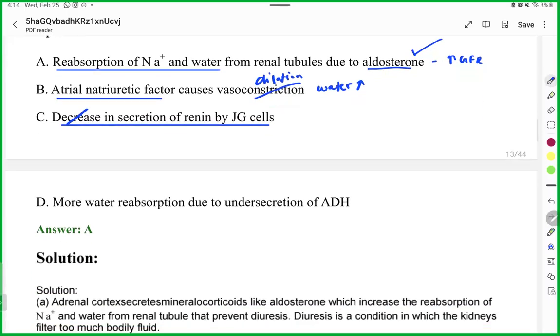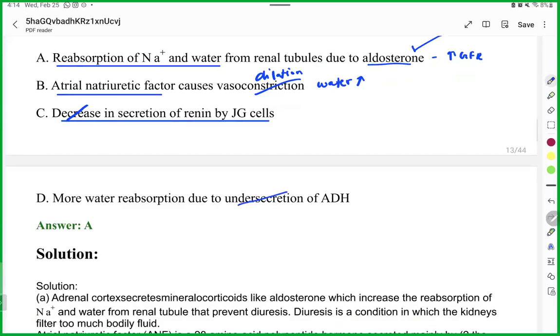Next, more water reabsorption under secretion of ADH. No, more. If ADH is produced in more amount, more water will be reabsorbed. Oversecretion of ADH will save more water.